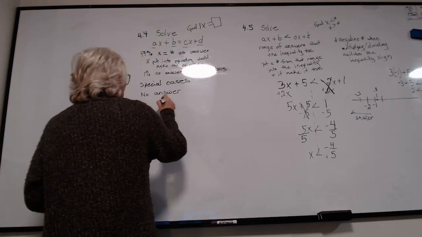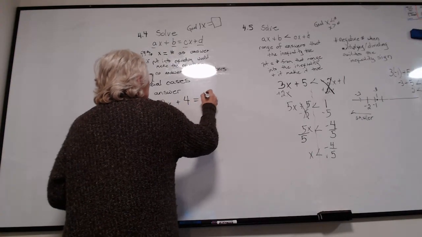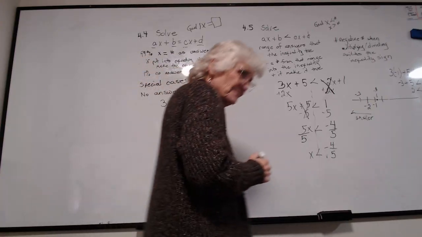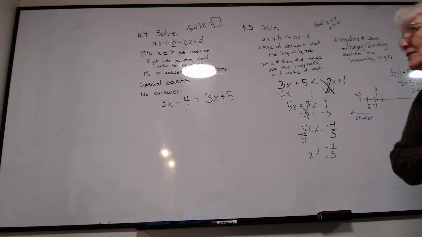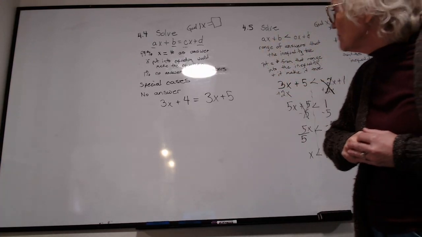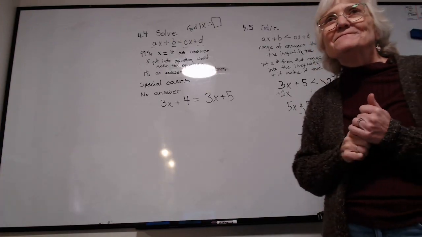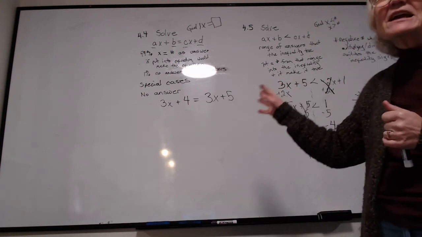So I'm just going to say if I have 3x plus 4 equal to 3x plus 5. Okay, just look at that equation for a minute. 3 times the number plus 4 is equal to 3 times the same number plus 5. Is that true? Can you do that? No. So we know that's not going to have an answer.